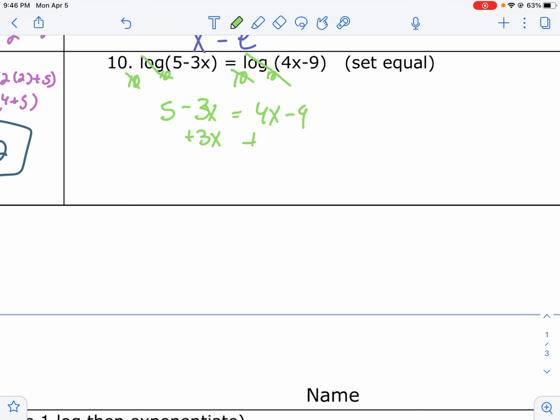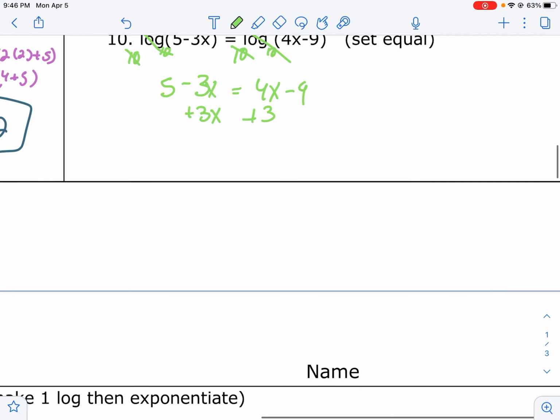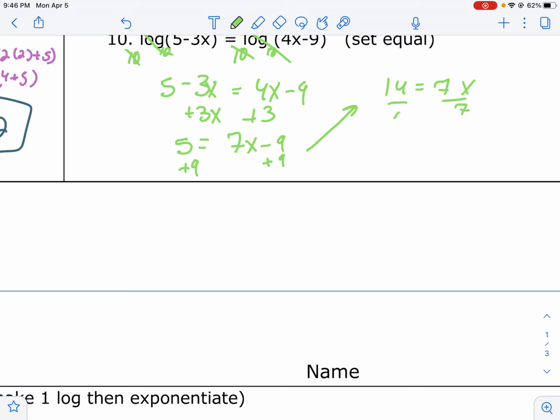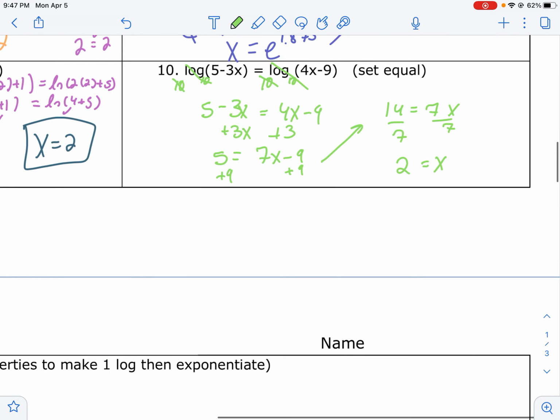Here we're going to solve. We add 3x to both sides. That's going to give us 5 is equal to 7x minus 9. Add 9 to both sides. So that's 14 is equal to 7x. Divide both sides by 7 to get x is equal to 2.